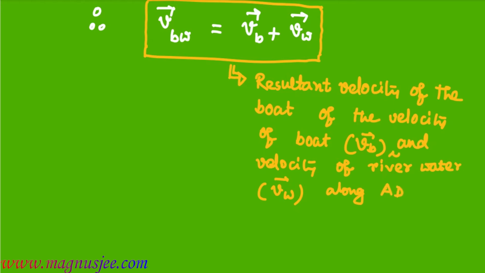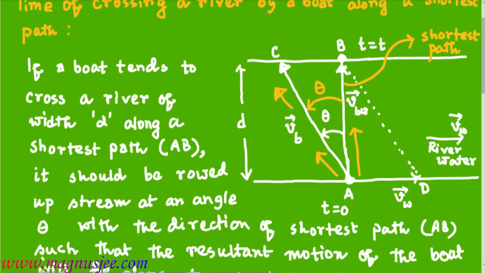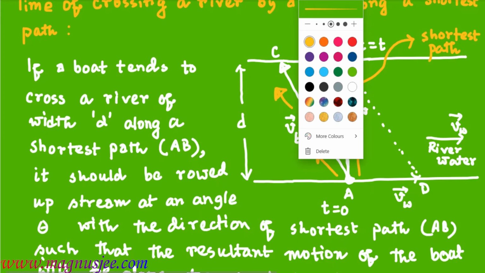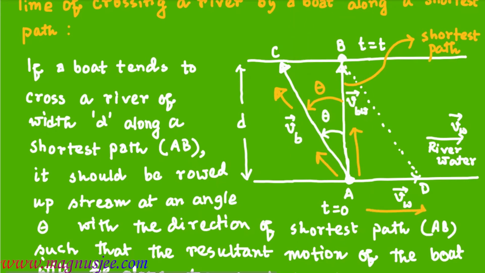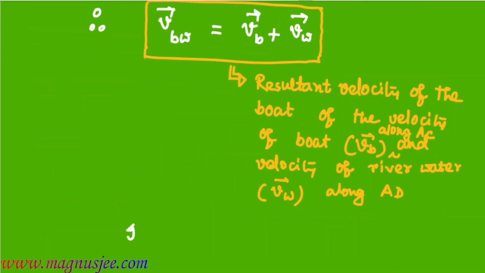Along AD. Vector VBW equals vector VB plus vector VW, which is the resultant velocity of the boat. In this case, in the diagram, the boat will try to travel along AC with velocity vector VB, and this is VW, velocity of river water, which is flowing towards the right. Along AC the boat will try to travel with velocity vector VB, and vector VBW will be along AB. That means it will be along the shortest path AB.